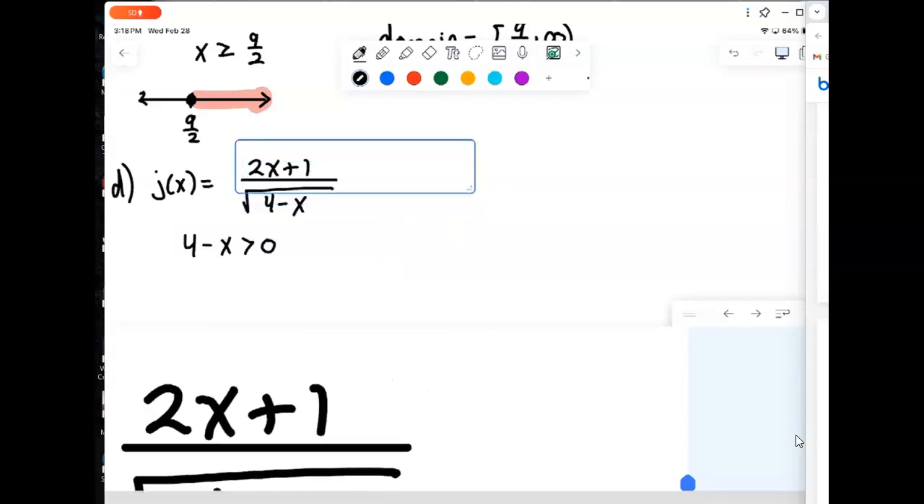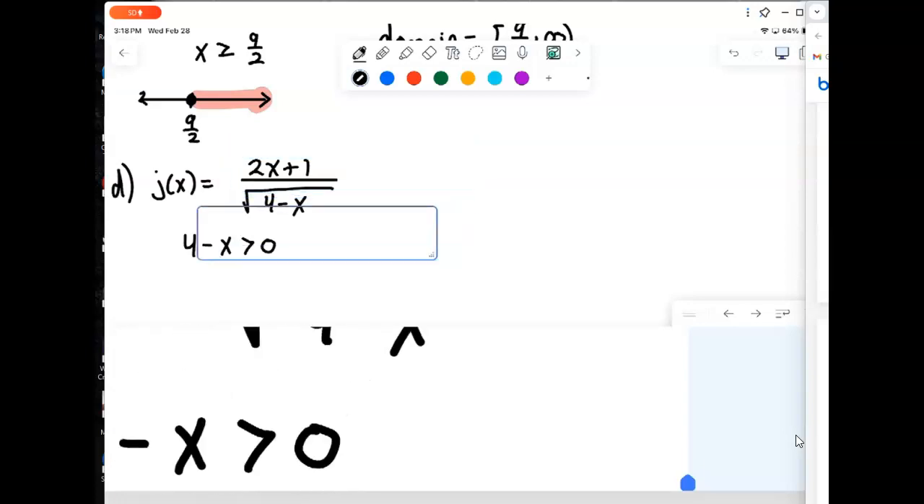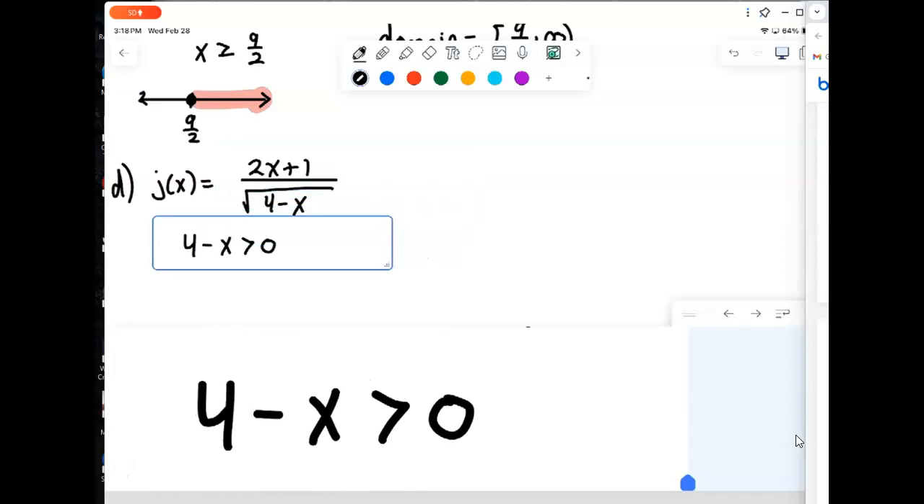The 2x plus 1 up top has nothing to do with the domain question at all. That can be anything it wants to be, right? Because that's the numerator. So we solve this problem.